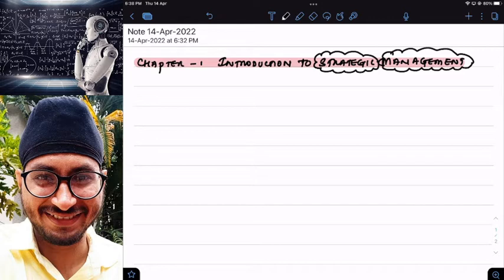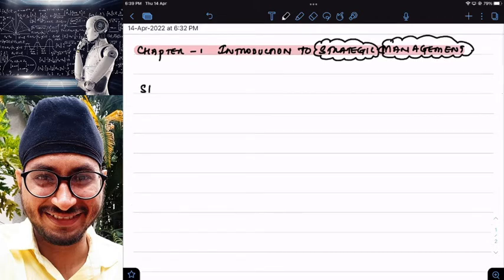Clear? Now, sir, what exactly do we mean by strategy? So there are multiple definitions in our syllabus. We will not see all the definitions now, that we will see later. First, let us see the main definition here. Strategy, clear?